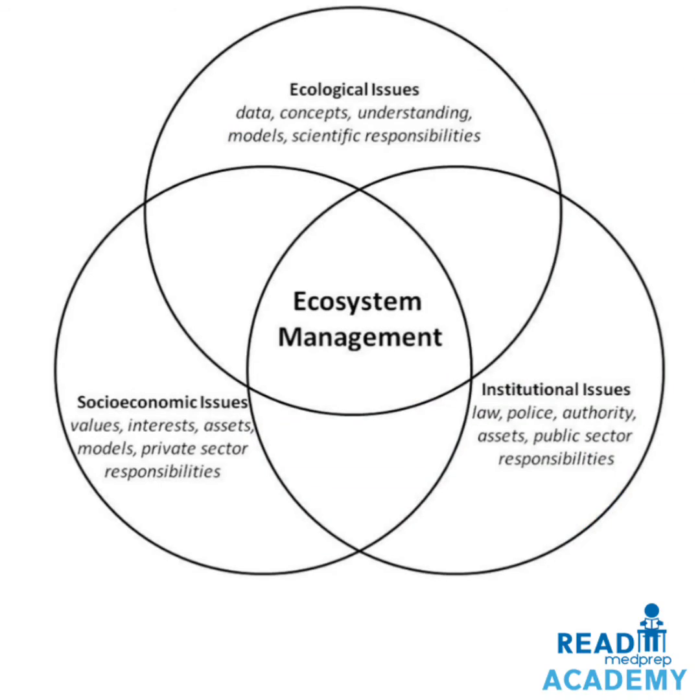Here in this Venn diagram, you can see that ecosystem management depends upon ecological issues like data, concepts, understanding, models, scientific responsibilities; socioeconomic issues like values, interests, assets, models, private sector responsibilities; and institutional issues like law, policy, authority, assets, public sector responsibilities.